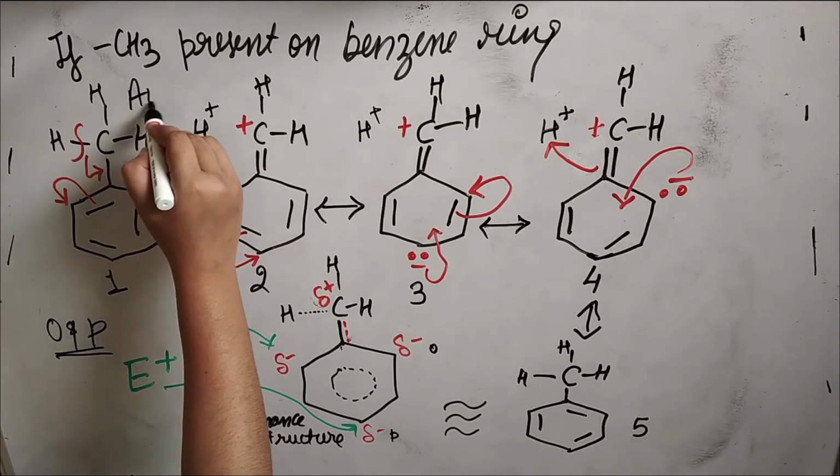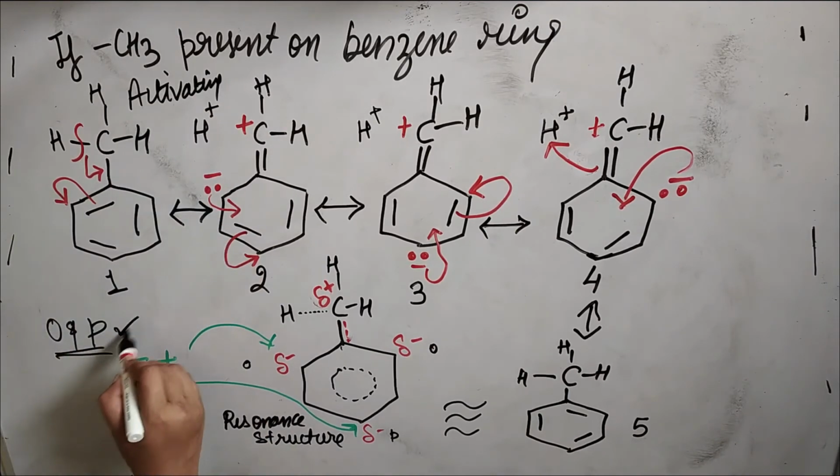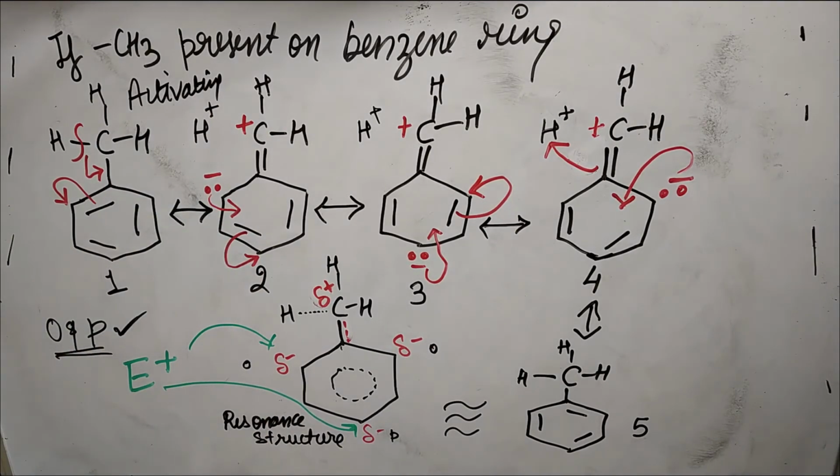Methyl group or alkyl group, they are activating groups, and they are ortho and para directing groups. So as you can see, the negative charges appear at the ortho and para positions. So because of that, the electrophile will attach at the ortho and para sites only. So alkyl groups are called ortho para directing groups and activating groups.